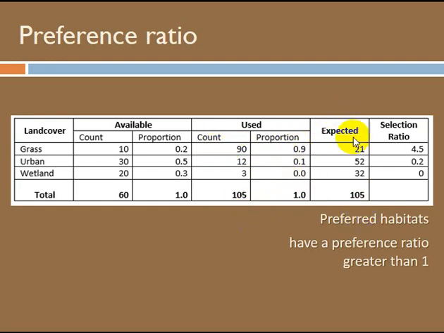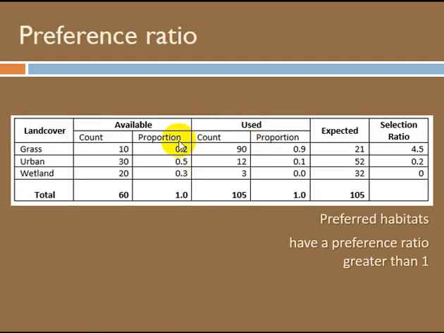Now, I'm going to have you calculate what we would expect to see, and what we want to do is kind of compare where the animals were really found versus what we'd expect to see if they were evenly distributed, and they showed no preference for any kind of land cover type. So what you're going to do is you're going to multiply this proportion by the total count. So we have 105 known observations.